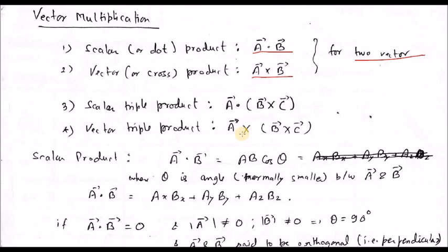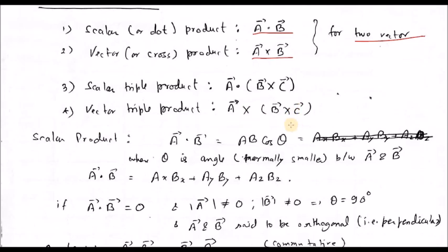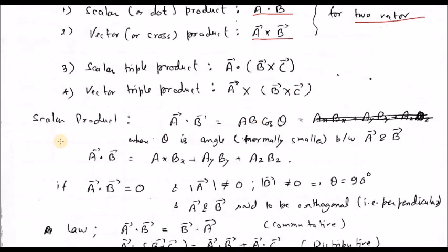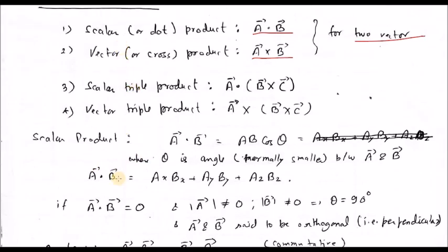Vector triple product is A cross B cross C, and here B cross C is a vector, A is a vector, so a vector cross another vector gives you a vector. So this is vector triple product. Now we will discuss this in detail.